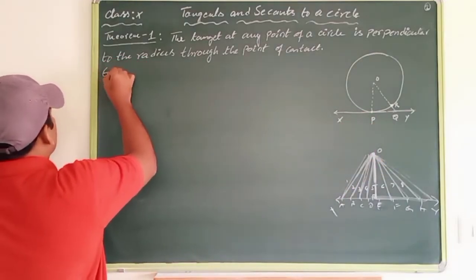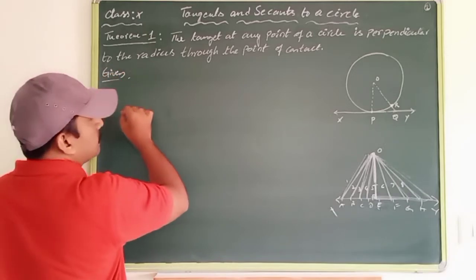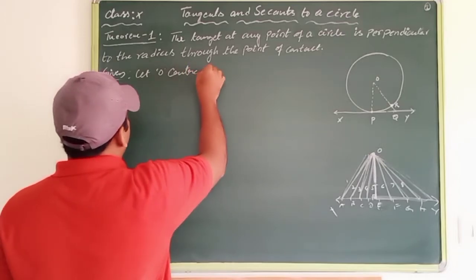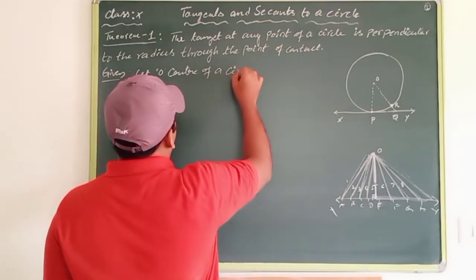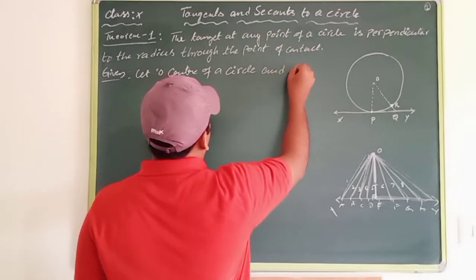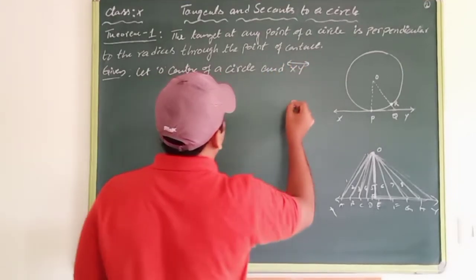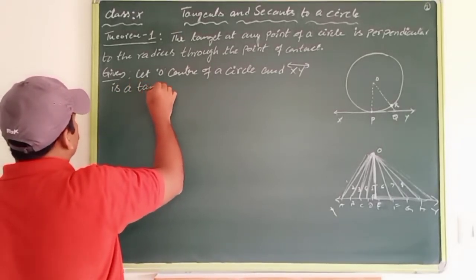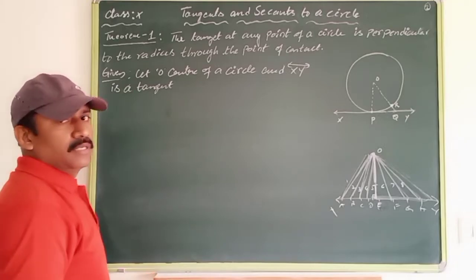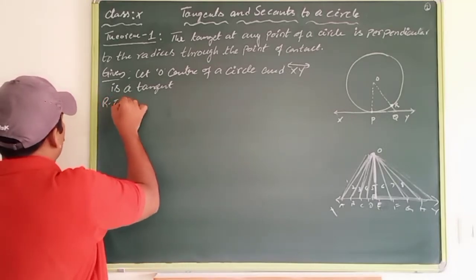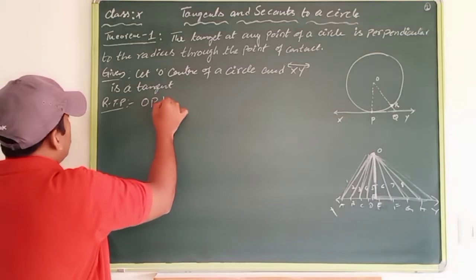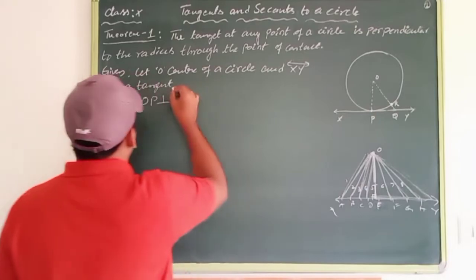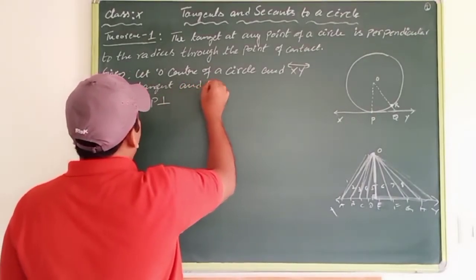Given: what can we write? Let O be the center of a circle and XY be a tangent. Got it? Next step, required to prove: what do we prove? OP is perpendicular to XY, and what is OP here? It is a radius. Okay, and OP is a radius.